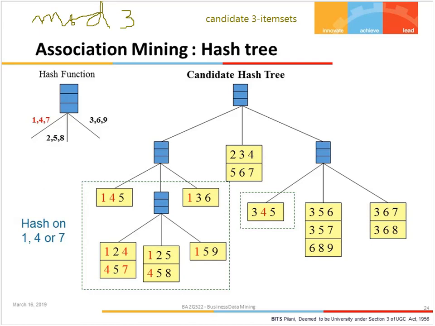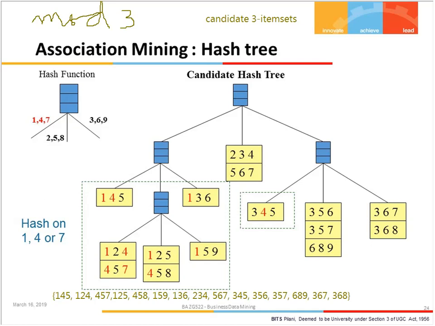Let's say these are the candidate 3 item sets we got through self join and prune from the database, knowing that there are only 9 items sold by the store that can occur in a transaction. So what we have done is chosen mod 3 as a function to divide the items and organize them at leaf node level. Mod 3 can leave us a remainder of 3 possible values: 0, 1, 2.